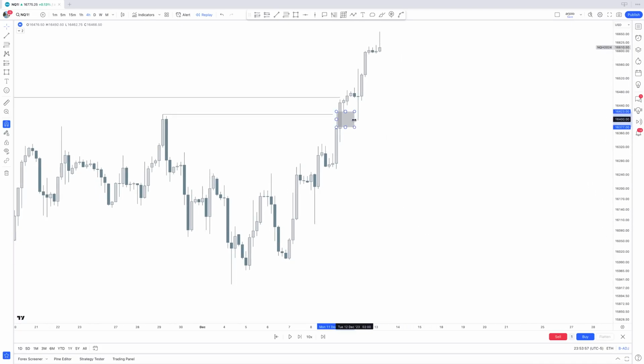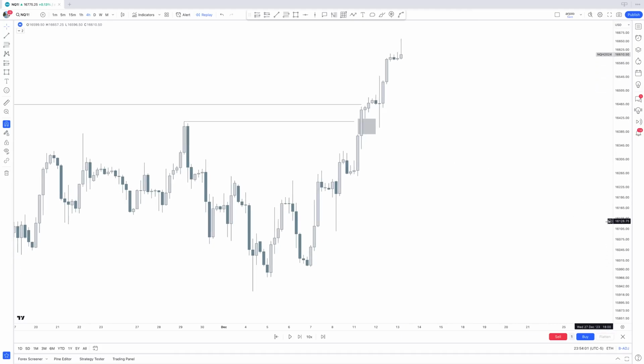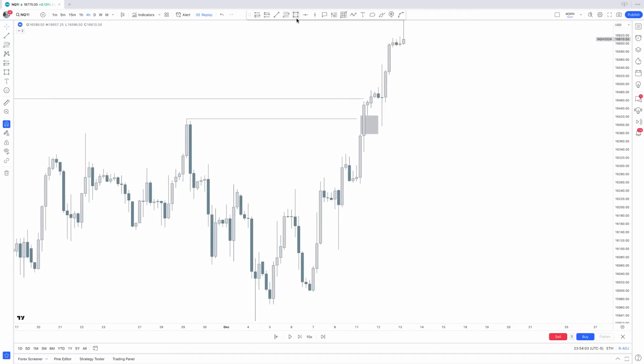So this fair value gap right there is the exact fair value gap that you want to trade off of, which also means that this fair value gap right there, the lower fair value gaps, even that lower fair value gap right there, are all irrelevant. The fair value gap that's overlapping with the high, that's the relevant fair value gap.